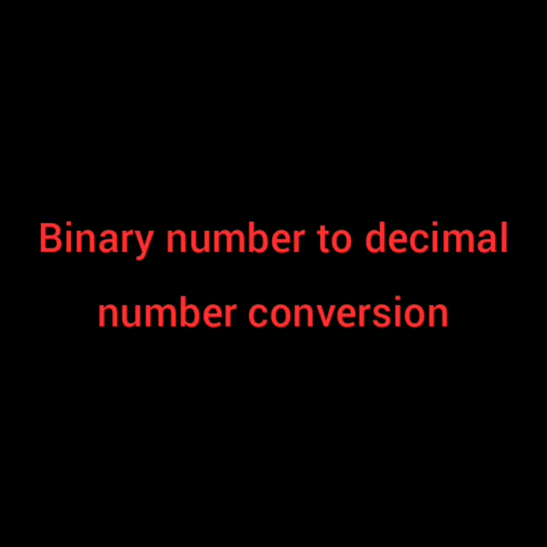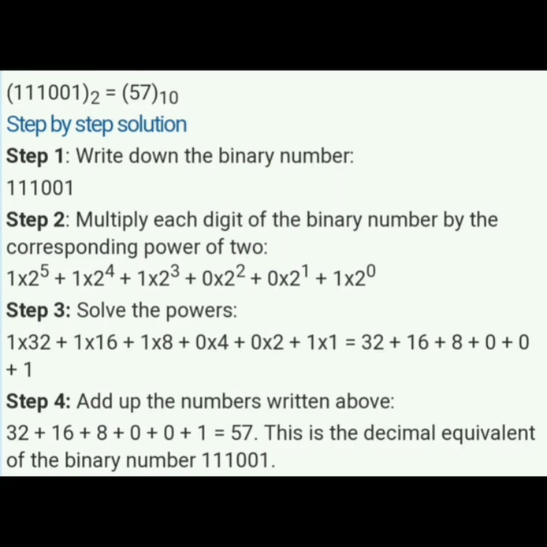Now we will learn how to convert binary number into decimal number. In step 1, write down the binary number, that is 111001. In step 2, we have to multiply each digit of the binary number with 2 because base of binary number system is 2. Then put the power from the right side, 2 to the power 0, 2 to the power 1, 2 to the power 2, 2 to the power 3, 2 to the power 4 and 2 to the power 5. In step 3, solve the powers.